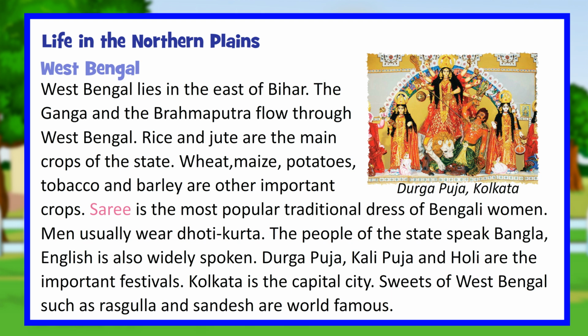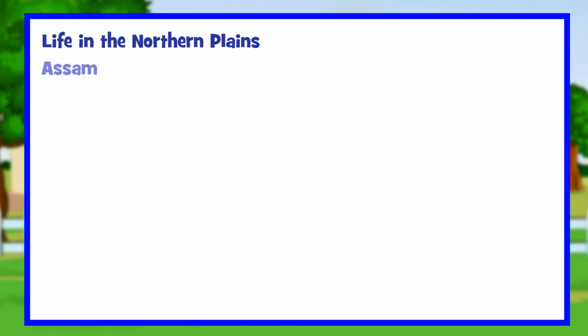The people of the state speak Bangla. English is also widely spoken. Durga Puja, Kali Puja, and Holi are the important festivals. Kolkata is the capital city. Sweets of West Bengal such as Rasgulla and Sandesh are world famous.